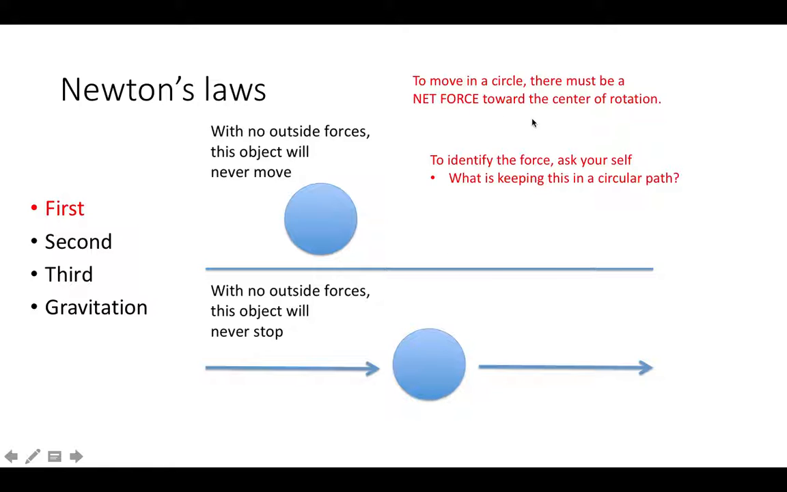If something is moving in a circle, then there has to be a net force toward the center of rotation. And to identify that force, you need to ask yourself this question: what's keeping this object in a circular path, or what's making it curve? If you have trouble figuring that out, then ask yourself, what would have to happen for this thing to move in a straight line? What would have to disappear? Those are some of the kinds of questions you can ask yourself to identify what the actual force is that is creating the centripetal acceleration and force.